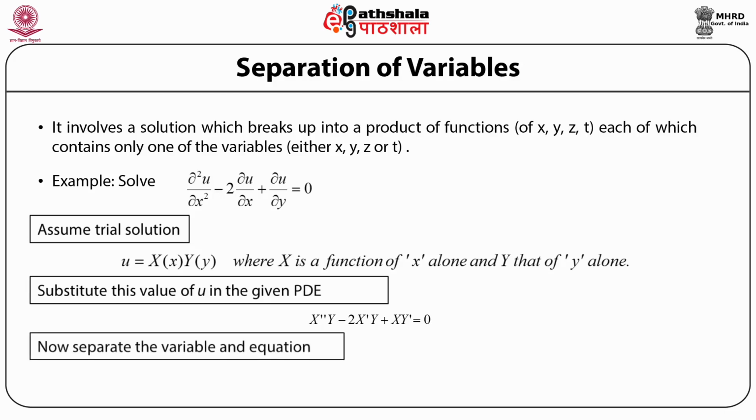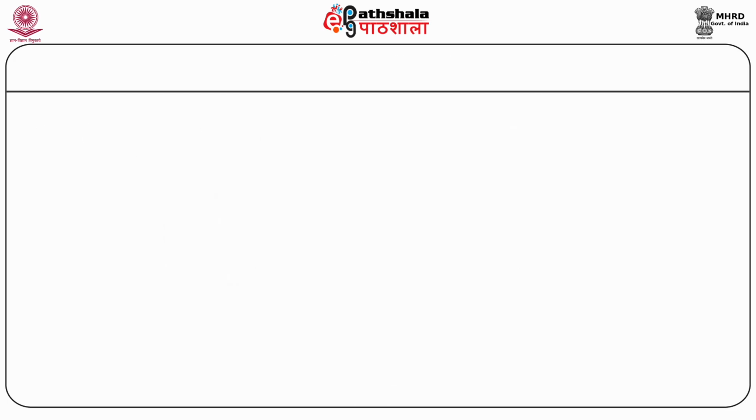Now, what does separation of variables mean? That means we are going to separate these two equations completely, one side x and one side y, like it is shown here. Then we can solve them more easily. This is called separation of variables. It is continued in the next slide.